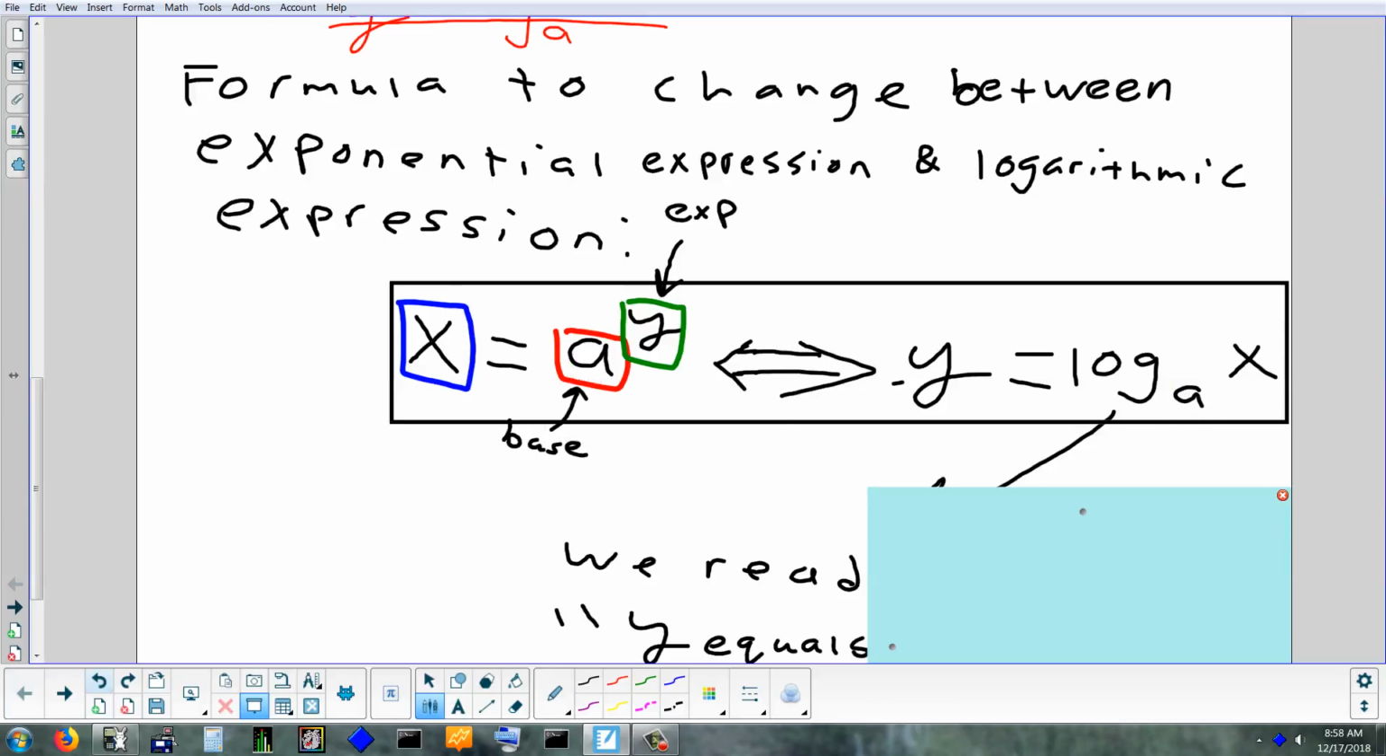Is that a negative y? No, I think I had put in a dotted line and that didn't erase. Yeah. That's a bad place for a dash, though.